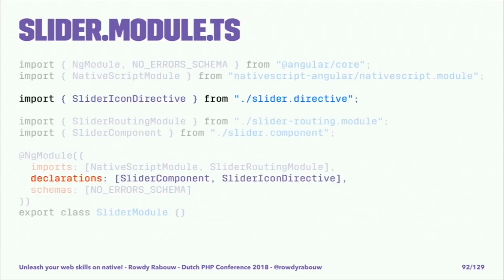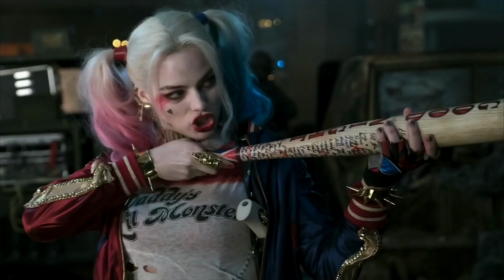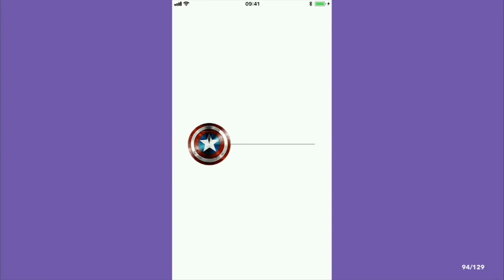I have to make sure that that icon directive is known to the component, so I have to insert it in the slider module. And then I've created something. It could be Daddy's little monster, it could be something very nice. And this is how it looks. I have Captain America's shield there as a slider. But I went a little more overboard because this is boring, right?